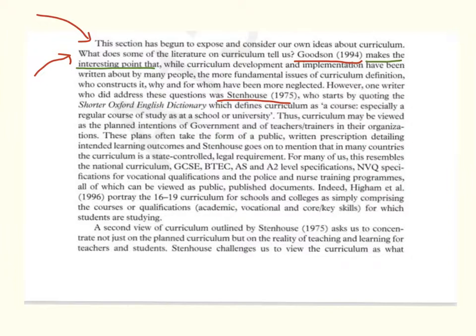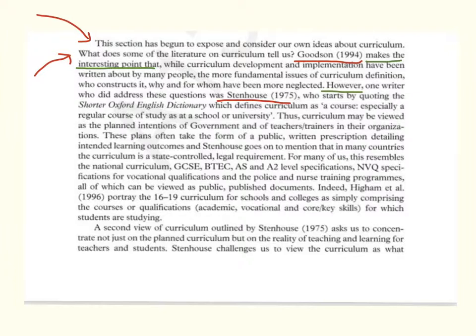Then we see a further signal word, however, which usually hints to the reader that what is about to follow is something that is in contrast to what has previously been said. Here, though, it turns out that Stenhouse will address some questions that Goodson hasn't addressed, so that the signal word in this case points to an extension of what has been discussed above.